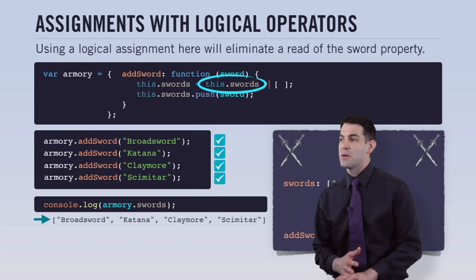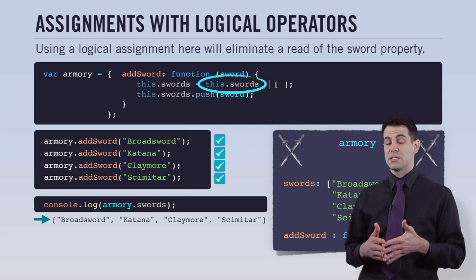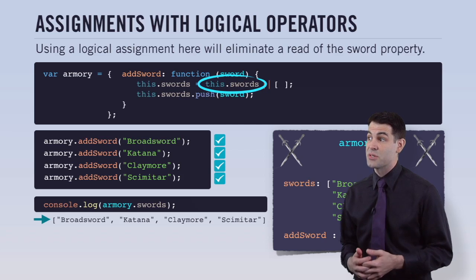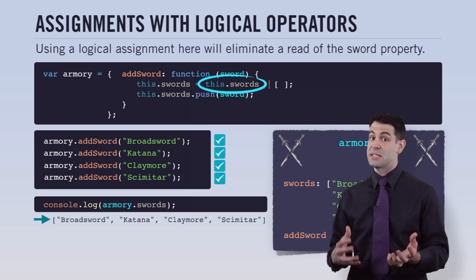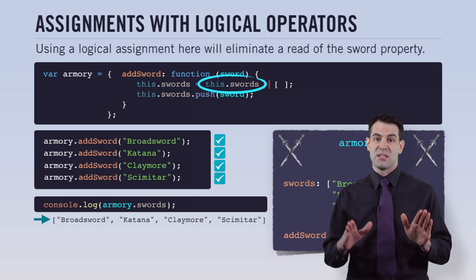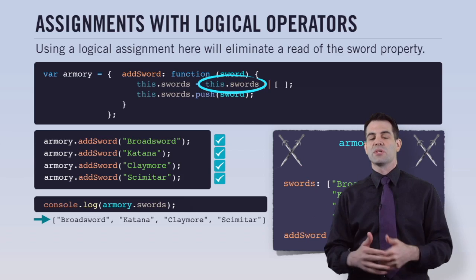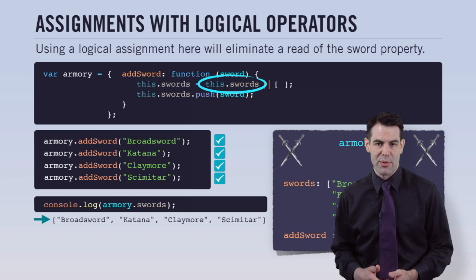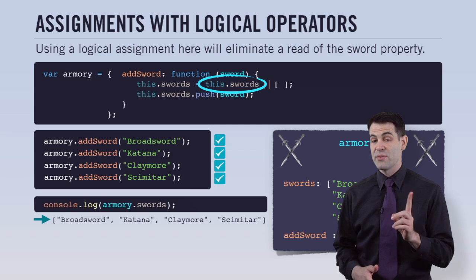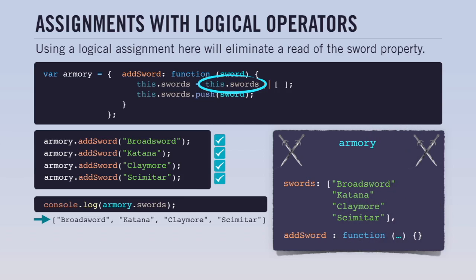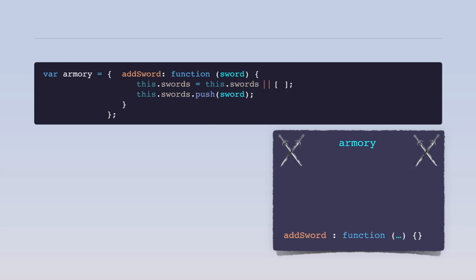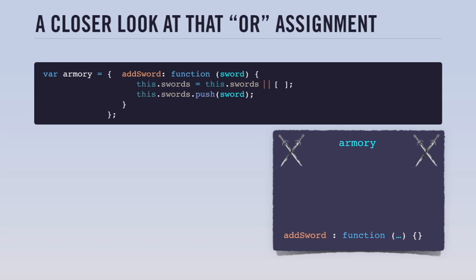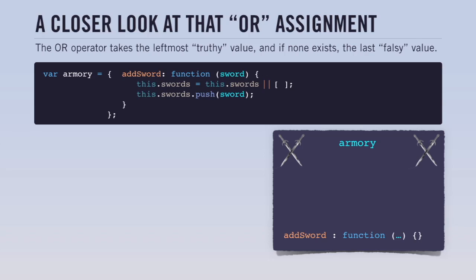Something to note here is that the order that we have placed our choices definitely matters, right? We want to make sure that the empty list is only chosen as the very last resort. We always want to go with the existing swords property in this case. So order definitely matters in your logical assignment. Now to really see that the order does in fact matter, let's take a closer look at that OR assignment. The OR is going to take that leftmost truthy value every time, and if none exists, it's always going to be that last falsy value.